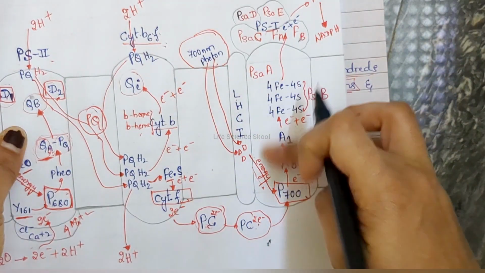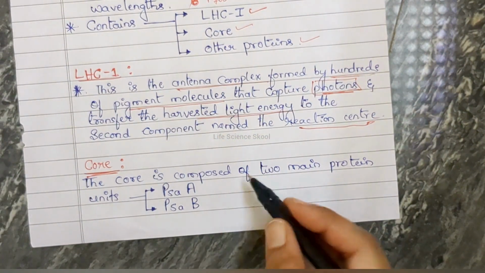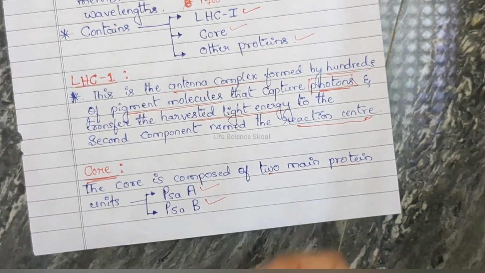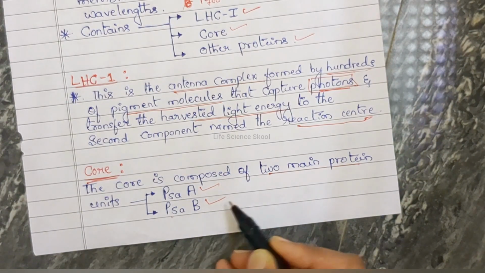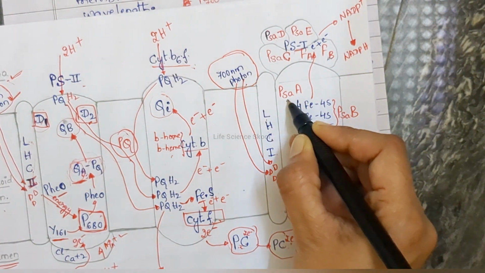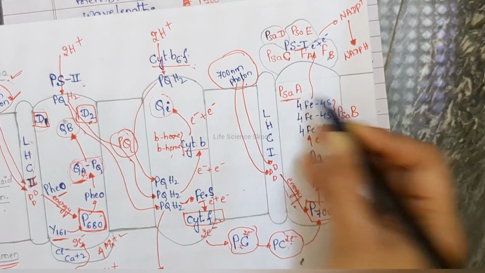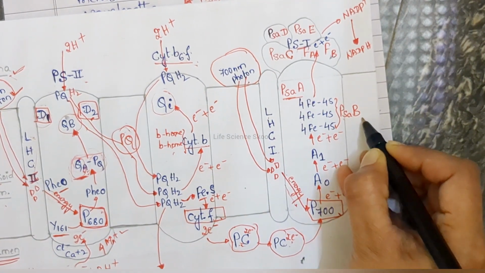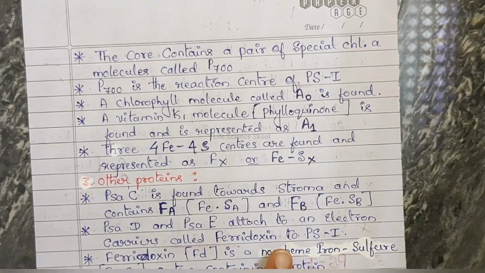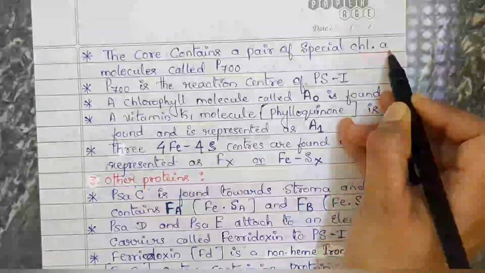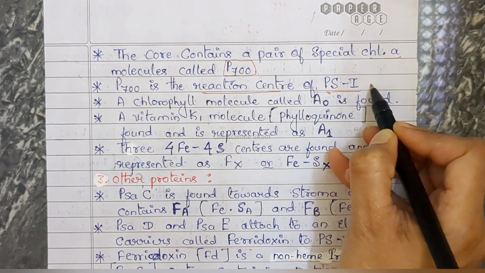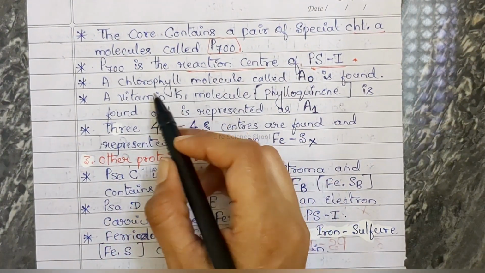Next we will move on to the core of the PS1. The core is composed of 2 main protein units, PsaA and PsaB. So you can see that there are these 2 main protein units here, PsaA and PsaB. Moving on to the next point, the core contains a pair of special chlorophyll a molecules called P700. P700 is the reaction center of the PS1, as I just now mentioned.